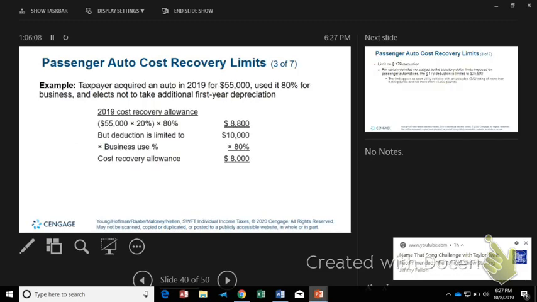Oh, here's the example. I thought I had one, but then I thought it disappeared. So we acquired an auto of $55,000 and used it 80%. 55,000 times 20% times 80% gives us the 8,800, but the deduction is limited. So where'd they get the 88? Oh, because they decided not to take the additional first year deduction. So they had to limit cost recovery allowance to 8,000. So they get 20%. So they only used it in 80% of the business.